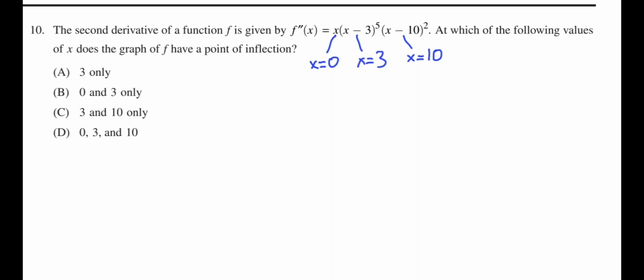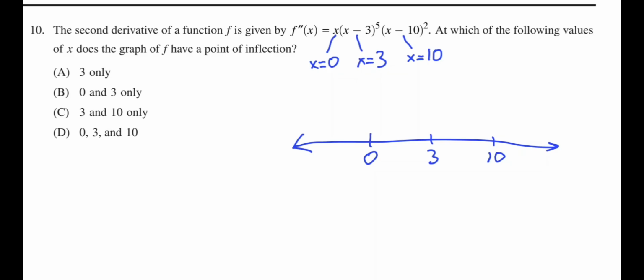So let's make a number line, and we'll plot all these numbers on the number line. We have 0, and we have a 3, and we have a 10. All right, so now to check if these values of x would be points of inflection, you want to check the sign of the second derivative, and let's perform a sign analysis to see if the second derivative goes from positive to negative or from negative to positive at these x values.